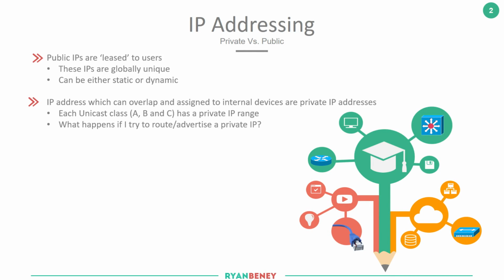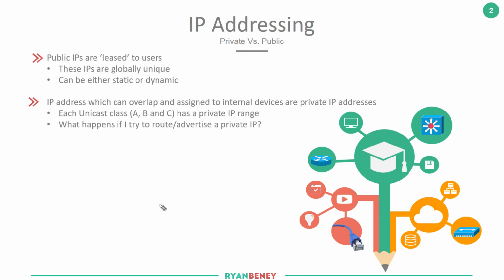Okay, so IP addresses which can overlap and assigned to internal devices are private IP addresses. Each unicast class, remember I talked about the 5 classes, A, B, C, D, and E. Well, A, B, C, the ranges that are essentially handed out as usable IPs on the internet. Well, each class has got a private IP range, which we'll show in a moment. And I've also got a comment here, which is what would happen if I tried to route or advertise a private IP. Well, first of all, let's have a quick discussion about what private IPs are.